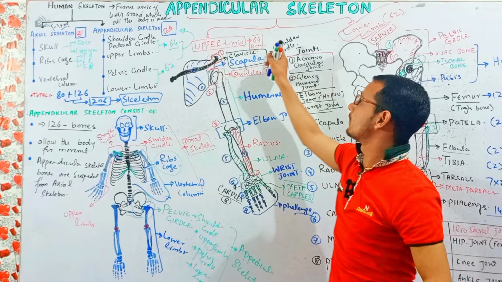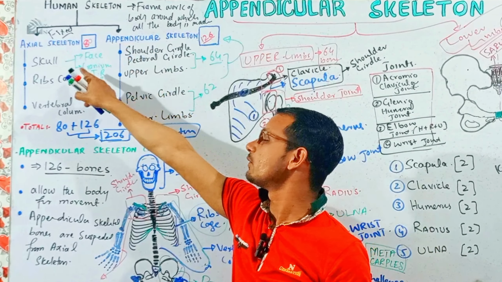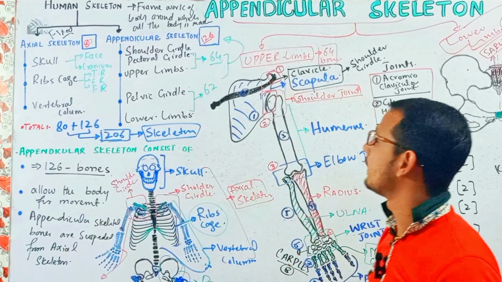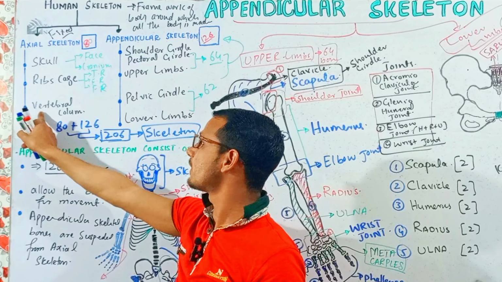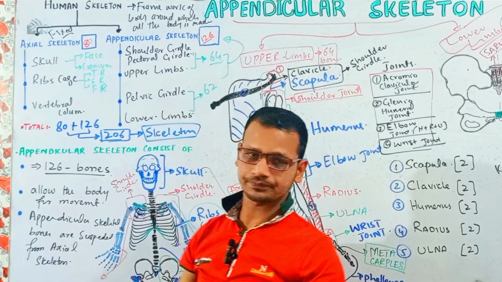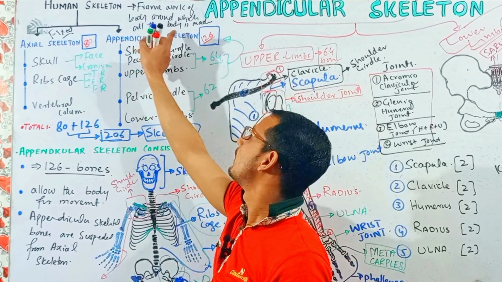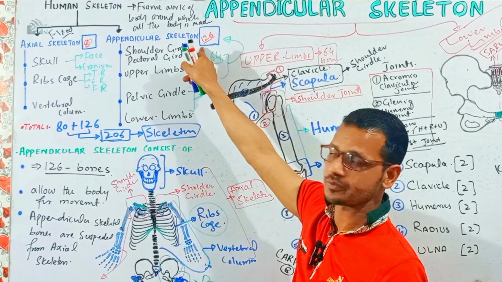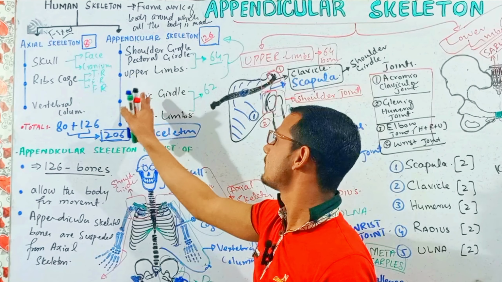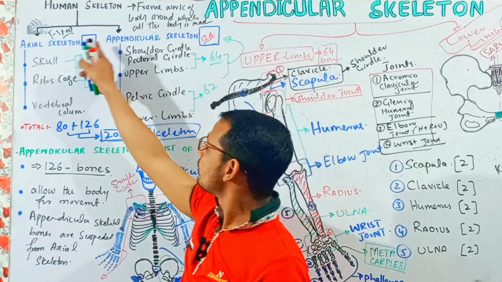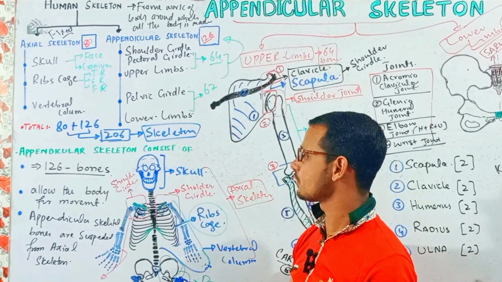Just to revise, the appendicular skeleton is the second part of the human skeleton, because the human skeleton is divided into two parts, axial skeleton and appendicular skeleton. The axial skeleton, we discussed in the previous lecture. It is composed of skull, rib cage and vertebral column, and we have 80 bones in the axial skeleton. The second part, in today's lecture, is the appendicular skeleton, composed of 126 bones, right? These 126 bones are further divided into the upper limbs and the lower limbs, right? If we add all these bones we get 206, and the human skeleton has 206 bones.